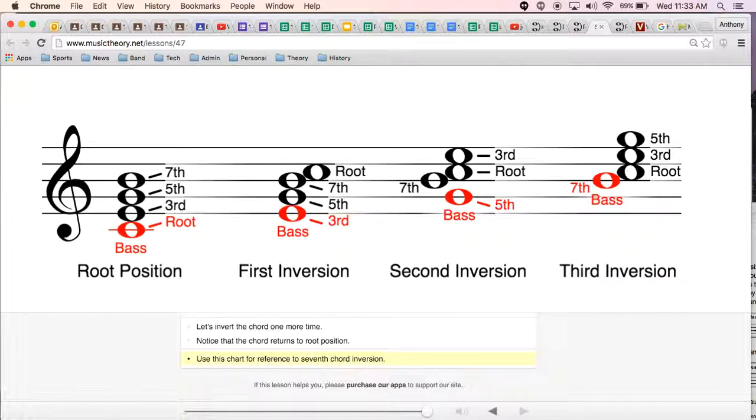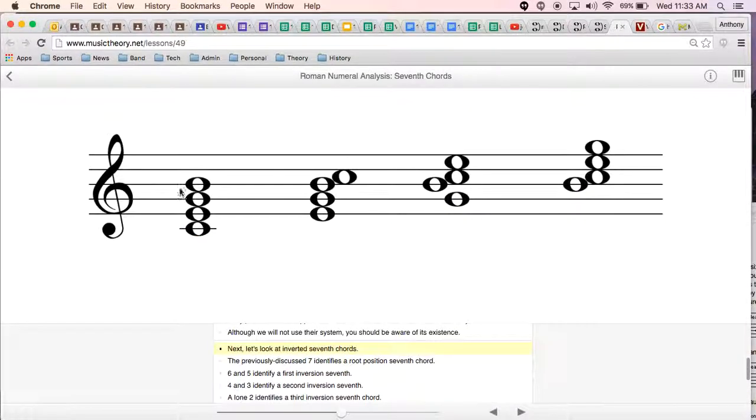So here's what it would look like. With the root in the bass, that makes it root position. If the third is in the bass, that's first inversion. If the fifth is in the bass, that's second inversion. And if the seventh is in the bass, that's third inversion. So what kind of notation would we use given these inversions?